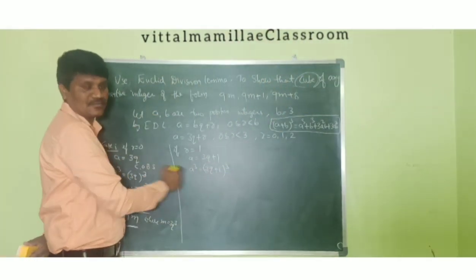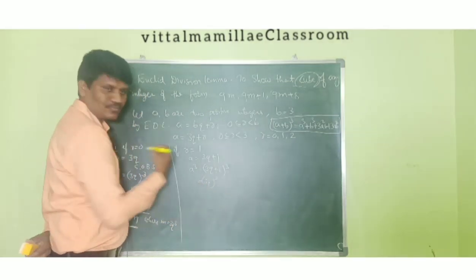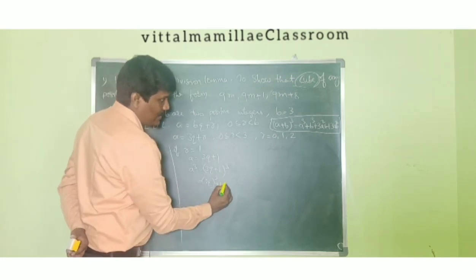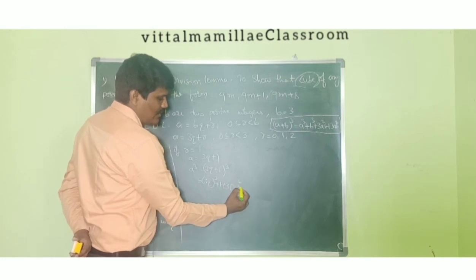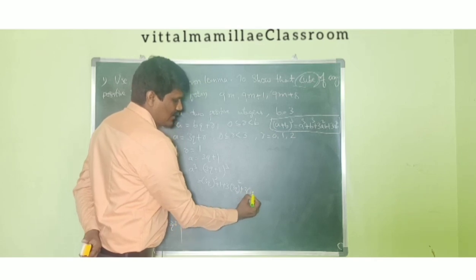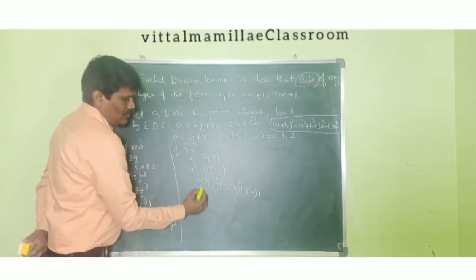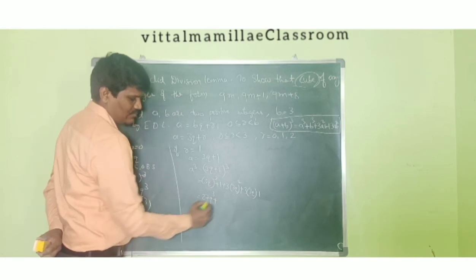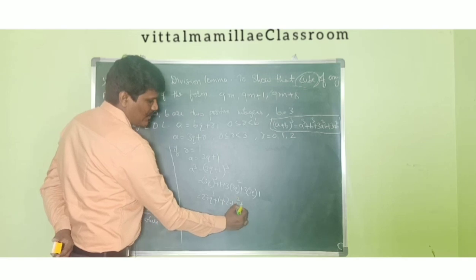Now let us apply it here. The first one is 3q whole cube, and next b cube is nothing but 1 cube, and next 3a square b, where 3a square is nothing but 3 into 3q square, plus 3ab square, which is nothing but 3 into 3q into 1. Now you can write this as 27q cube plus 1 plus 27q square plus 9q.